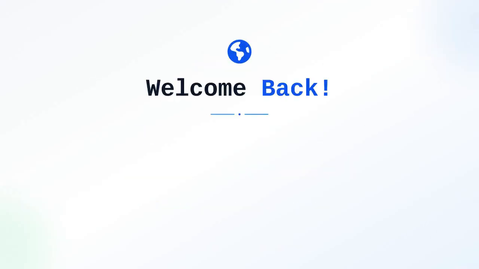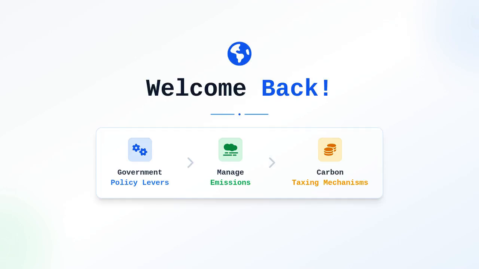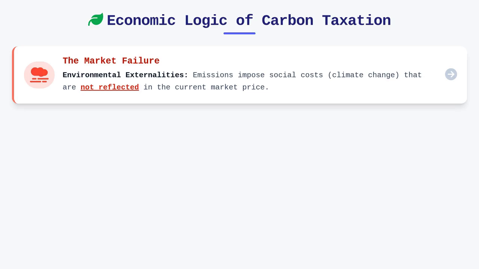Welcome back. We are now turning our attention to the policy levers governments use to manage emissions, specifically focusing on carbon taxing mechanisms. In economic theory, the primary justification for a carbon tax is the internalization of environmental externalities. When a firm burns fossil fuels, the resulting greenhouse gas emissions impose costs on society in the form of climate change. Yet these costs are rarely reflected in the market price of the fuel.